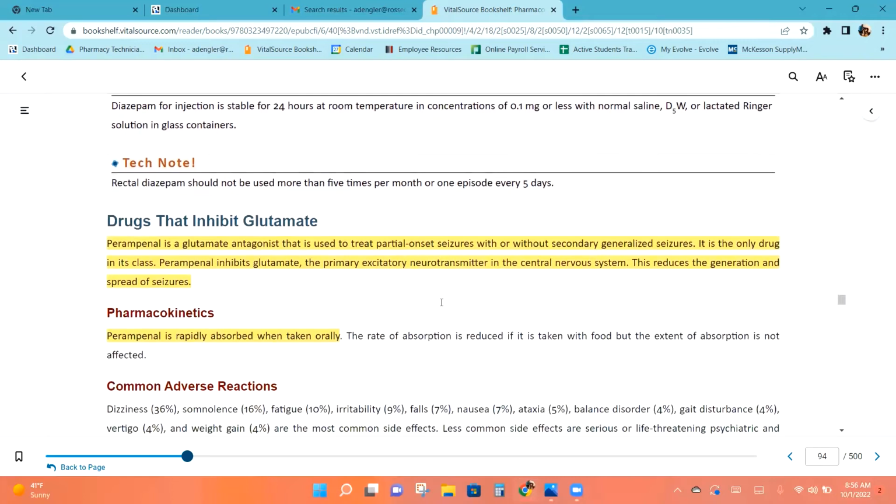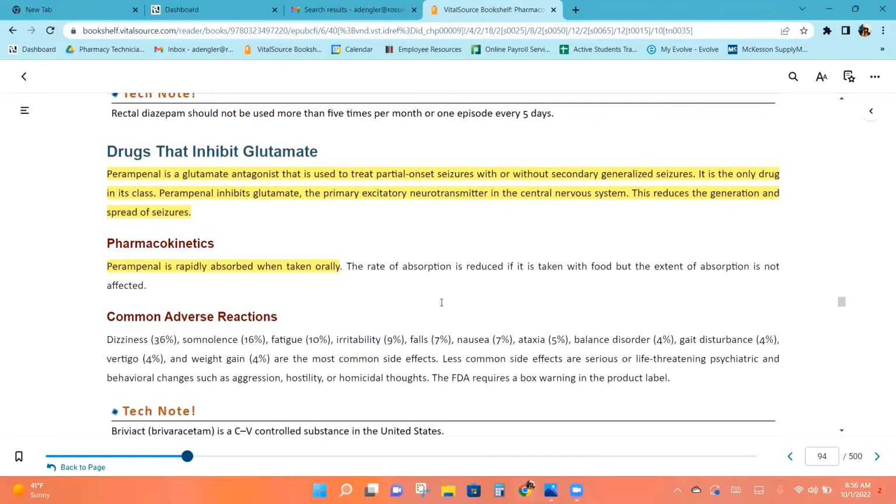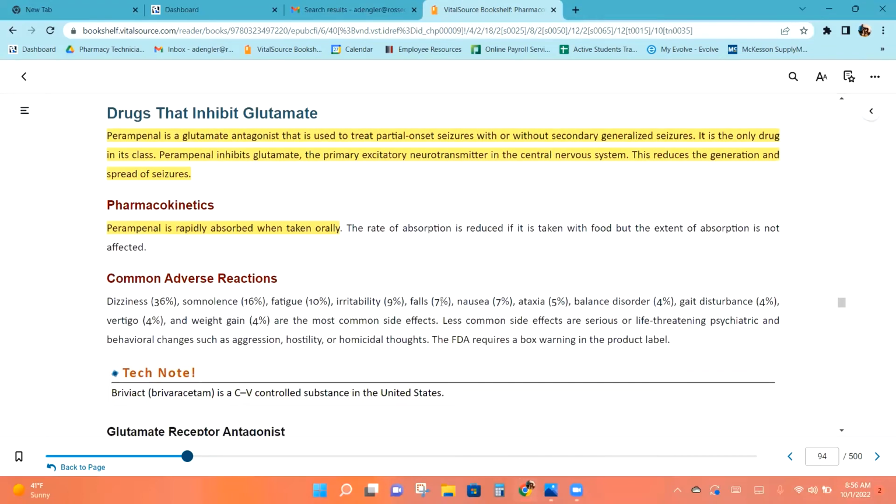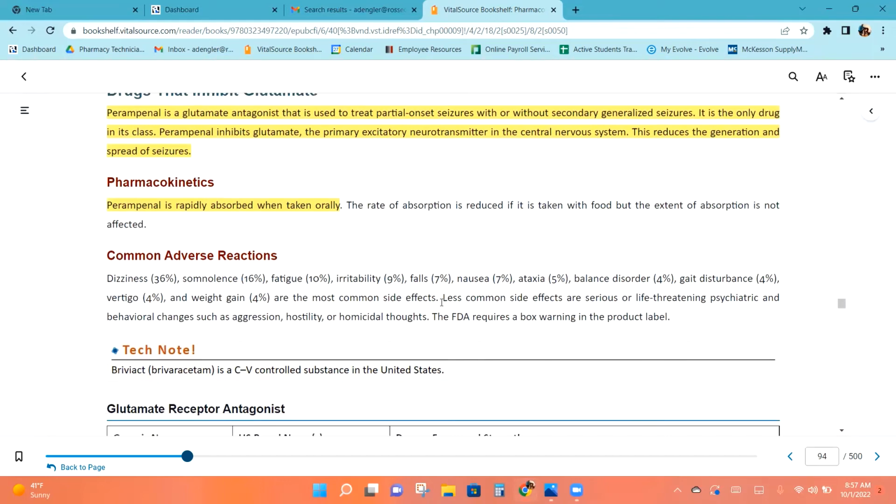Perampanel is a glutamate antagonist that is used to treat partial onset seizures with or without secondary generalized seizures. It is the only drug in its class. It inhibits glutamate, the primary excitatory neurotransmitter in the central nervous system, which reduces the generation and spread of seizures. It is rapidly absorbed when taken orally. The rate of absorption is reduced if it is taken with food, but the extent of absorption is not affected.